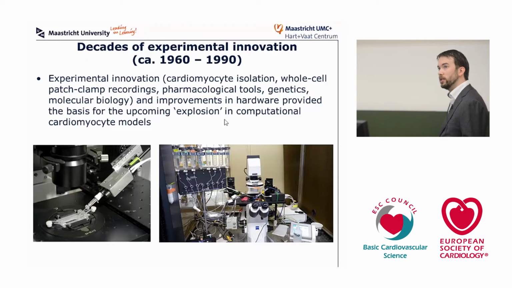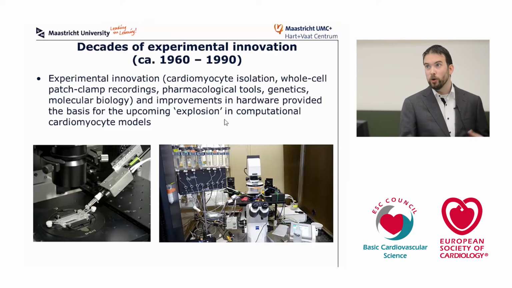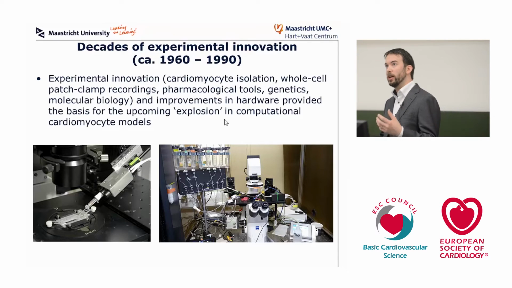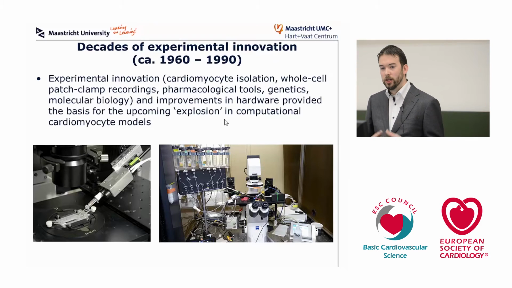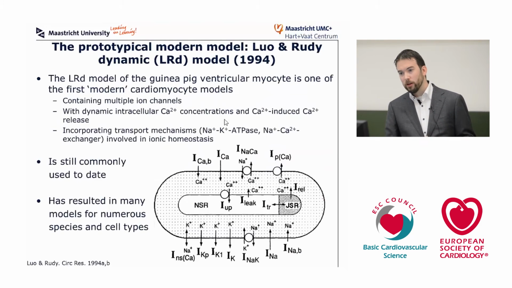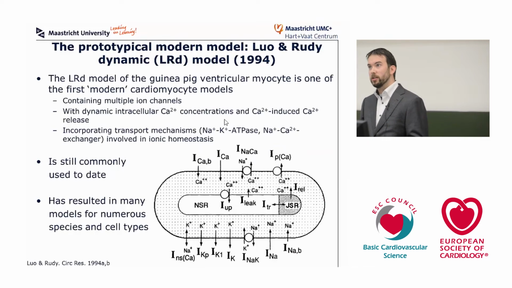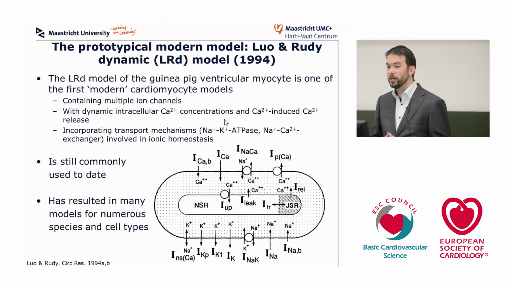Well then, of course, since the 1960s, there has been extensive experimental innovation. We now know how to measure calcium transients. We can isolate cardiomyocytes. We have a variety of techniques to really look into detail. And of course, all of this data that has become available has provided the basis for what one could call an explosion in computational cardiomyocyte models since the 1990s. And as one example of this, that represents the standard model that already integrates many of the components, it was published in 1994.